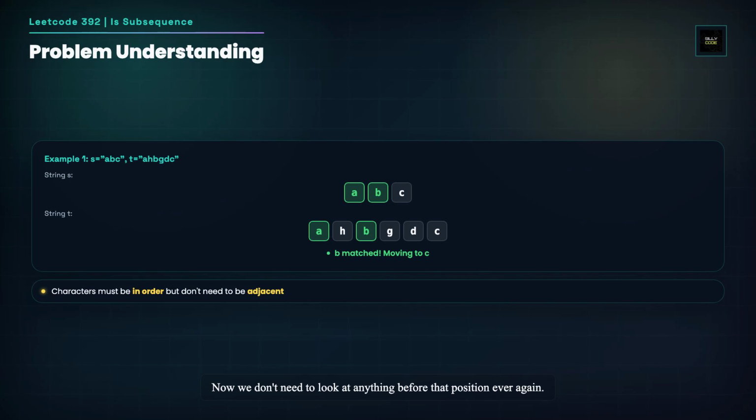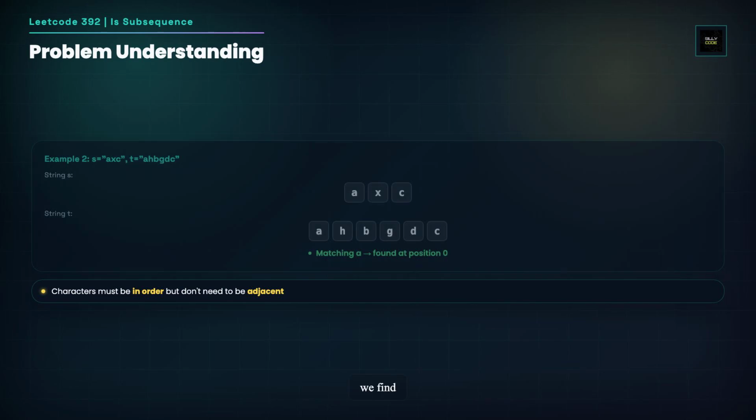Our next target becomes B. We continue moving forward. Eventually we find B. We move forward. Now we're looking for C. We keep scanning. Finally, we reach C. Every character of S was found. And more importantly, they were found in exactly the same order. So the answer is true.